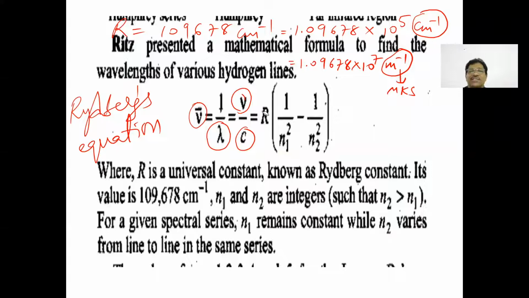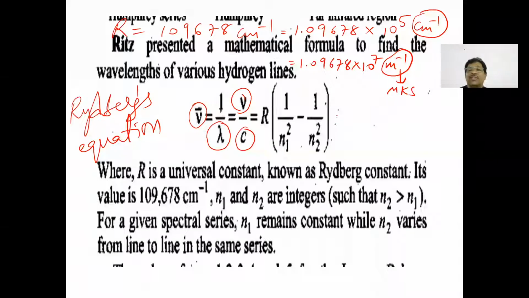If you take the R value in CGS, we get the lambda value in centimeters. If you take the R value in meter inverse, we get the lambda value in meters. Is that clear? Again, mu bar is the wave number. Wave number is also measured in centimeter inverse in CGS and meter inverse in MKS. So we can take the R value in either the CGS system or the MKS system.